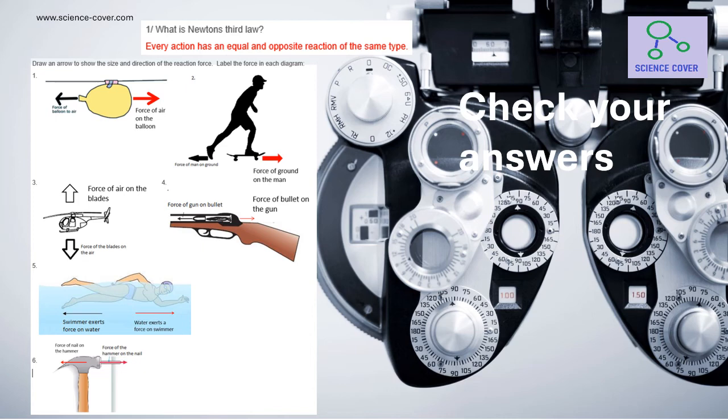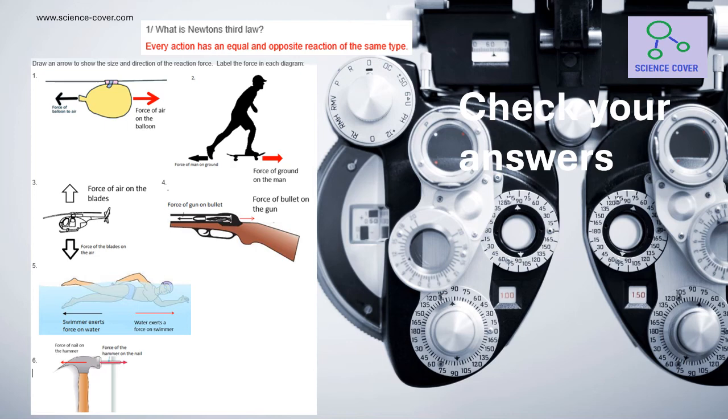Number 2. Draw an arrow to show the size and direction of the reaction force and label the force in each diagram. So for part 1, the reaction force was to the right, it's the force of the air on the balloon. For number 2 is the force of the ground on the man, and the arrow should be pointed to the right.